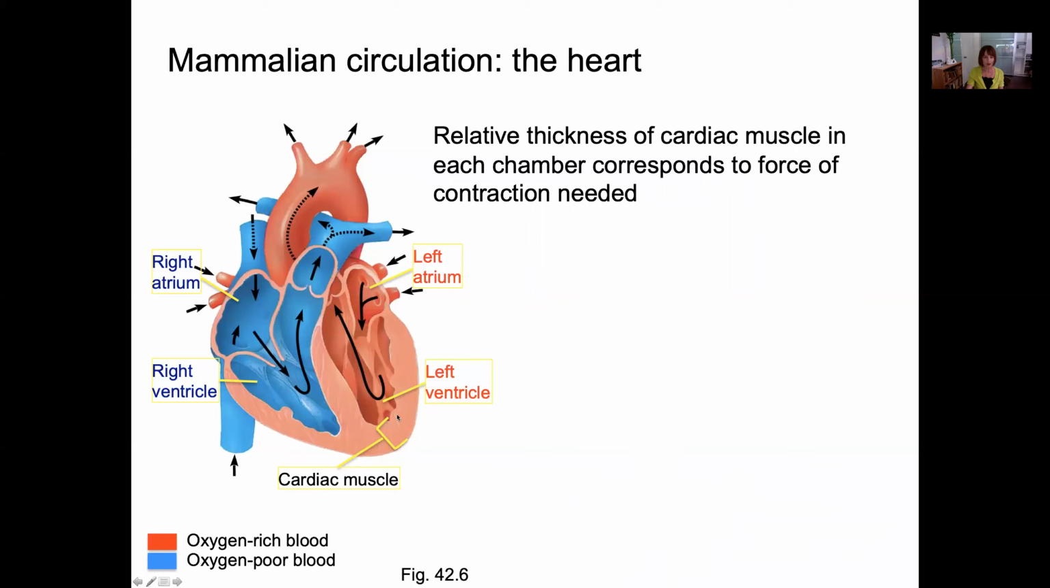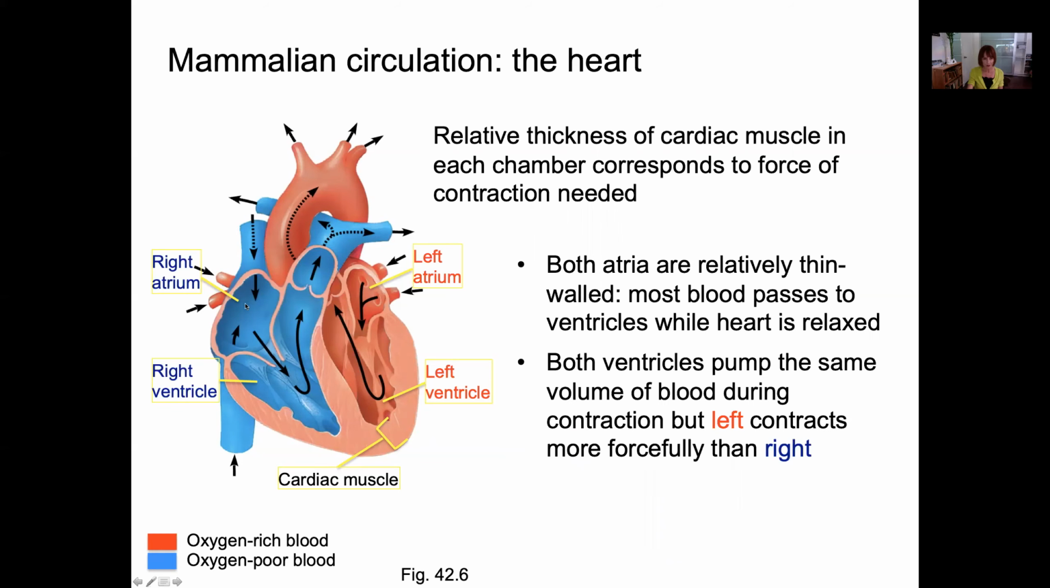All right, but the relative thickness corresponds to basically the force of contraction that's necessary for each of these four chambers. And so both of the atria, on the right and left, are pretty thin walled in terms of their cardiac muscle. And so their contraction is brief and not nearly as strong as the contraction of the ventricles.